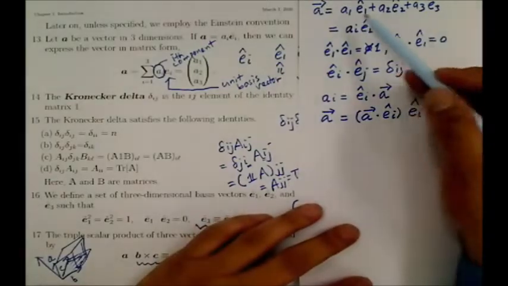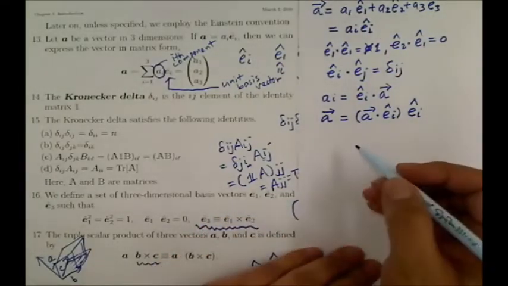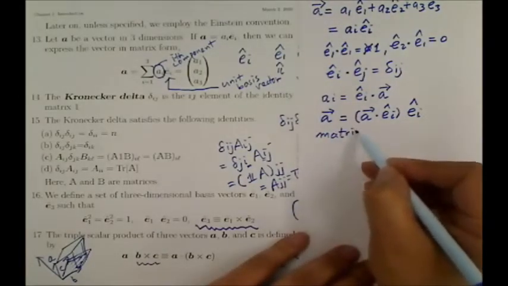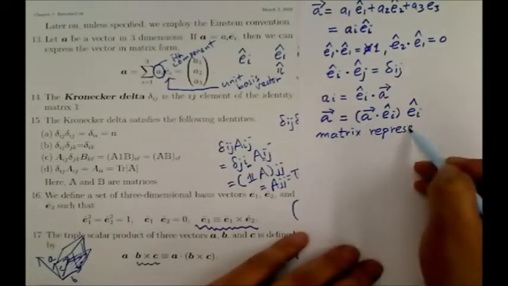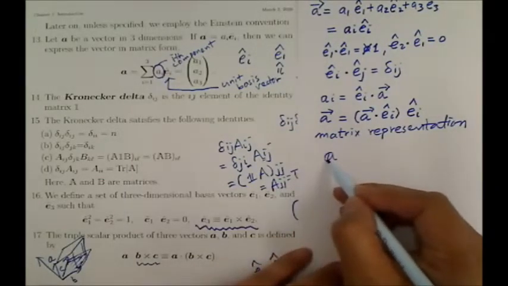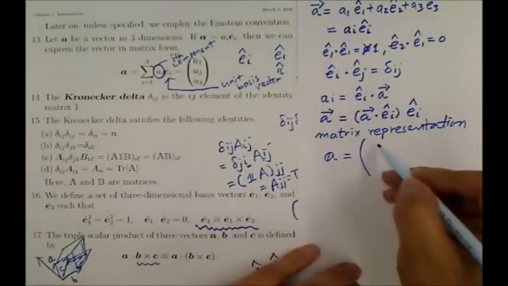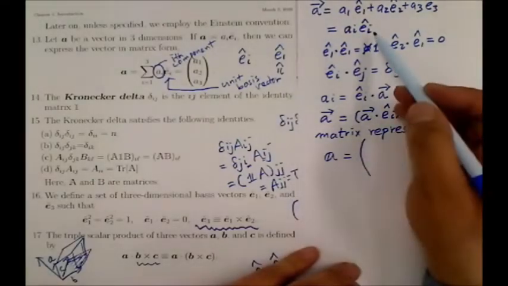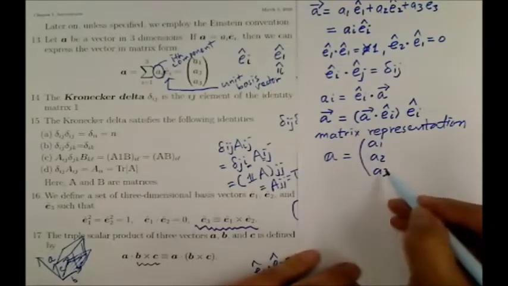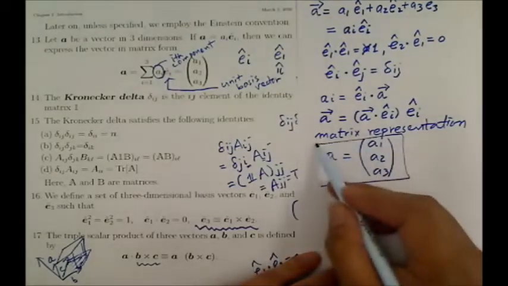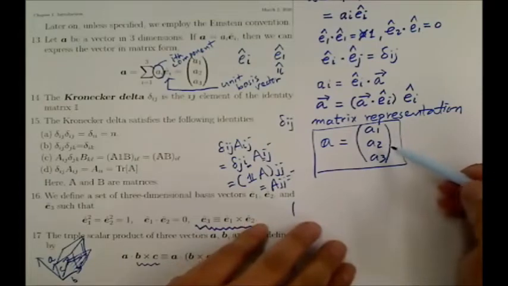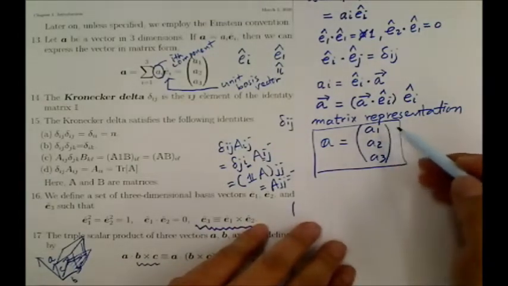So if I have these three components as a Cartesian vector, then we have a matrix representation. That means this A is a column vector whose elements are just the E1 component, E2 component, E3 component. So A1, A2, A3. This is another way of expressing a vector, as a column vector consisting of Cartesian coordinates.